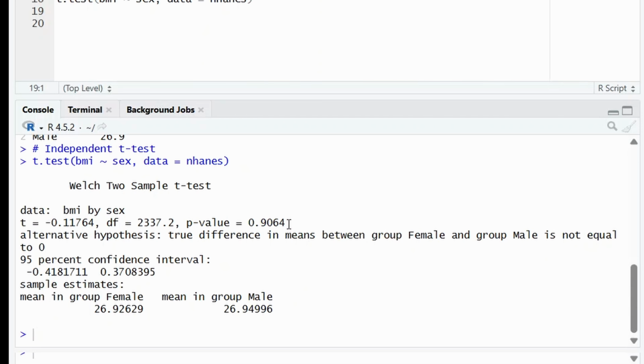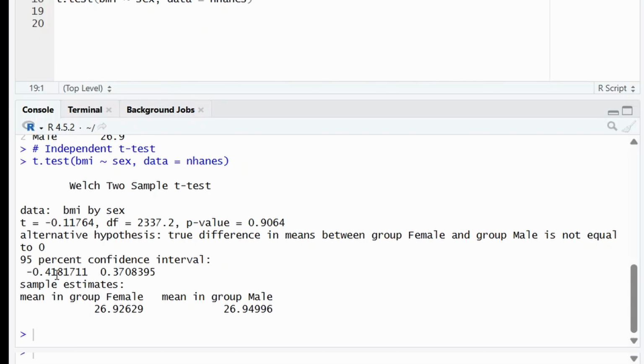The null hypothesis states that the true difference in mean BMI between females and males is 0. A p-value of 0.9 is very large, much larger than the typical 0.05 threshold. This means we fail to reject the null hypothesis. In plain language, there is no statistically significant difference in average BMI between females and males in this dataset.